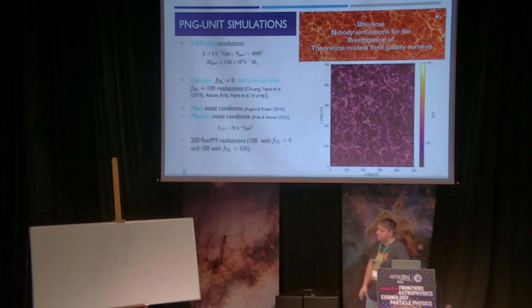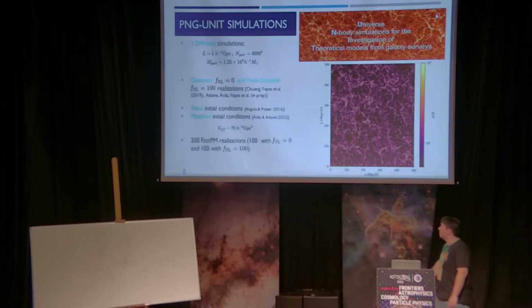So in this context, we ran the UNIT PNG simulations with the objectives of measuring this b_phi and having simulations with primordial non-Gaussianities to validate the analysis pipeline for these galaxy surveys. There are two dark matter-only simulations with Gaussian and non-Gaussian initial conditions, with fixed and matched initial conditions, which leads to an effective volume of around 70 gigaparsec cubed. In addition, we ran 200 fast PM realizations to estimate the variances.